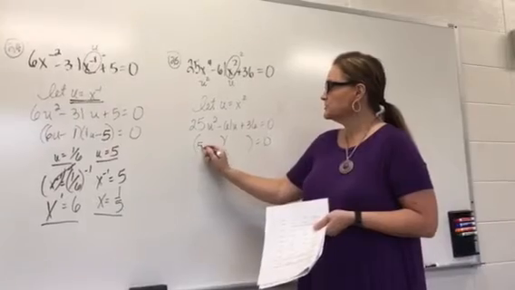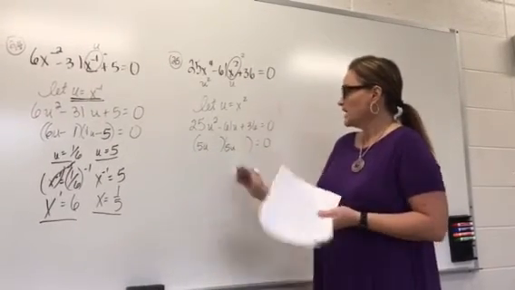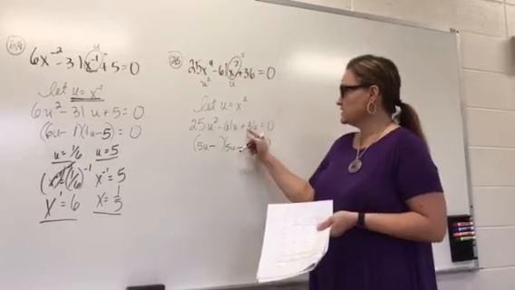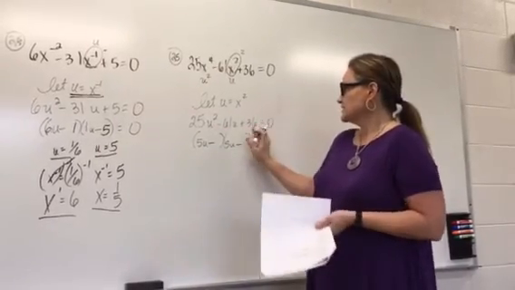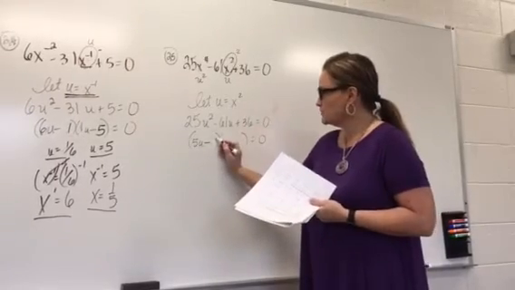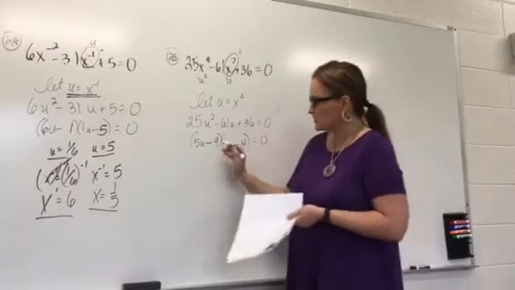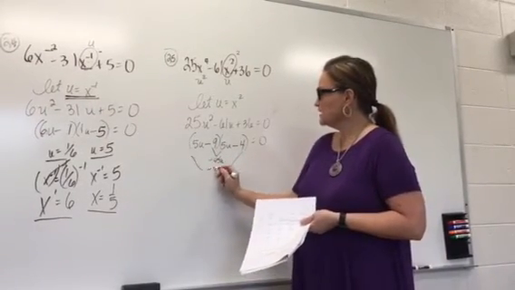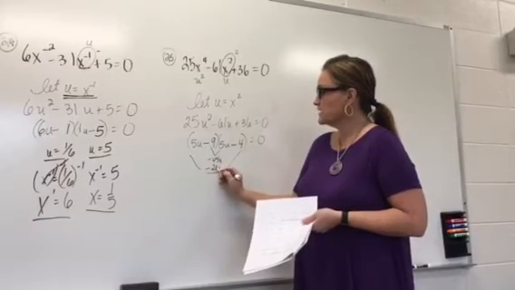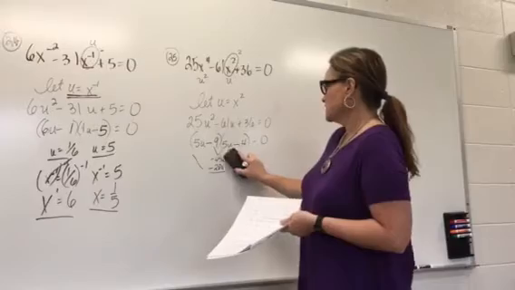My first guess would be 5u times 5u to get 25u squared. I do know my signs are negative, negative to get a positive on the end, but a negative in the middle. Then I need to get 36. I want to try 9 times 4. I thought maybe somehow that might work. Let's check it. That's negative 45u, negative 20u, that's negative 65. I was close though, but that's not it.